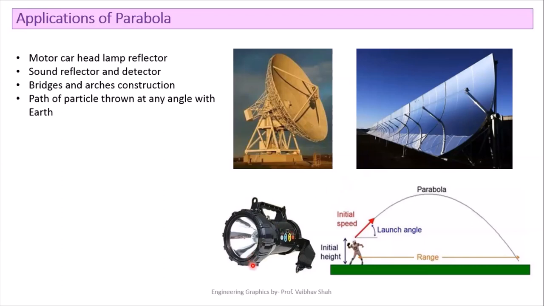This is your light, and this is the most important case. Here, suppose there is one player who is throwing a ball or rugby ball. You can see this is one angle at which the ball is thrown. The curve generated by the motion of this rugby ball is known as a parabola.